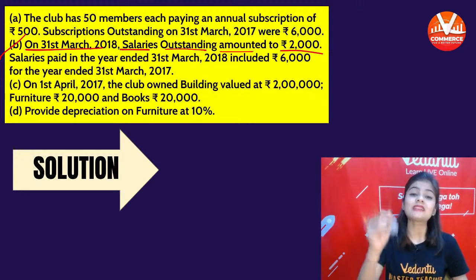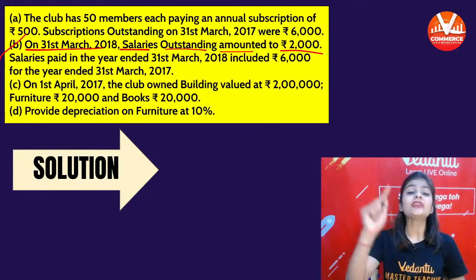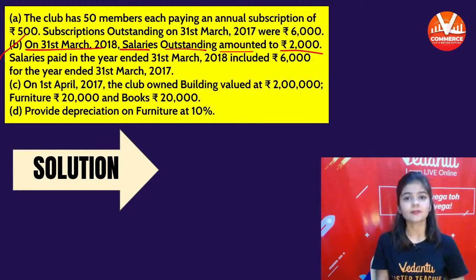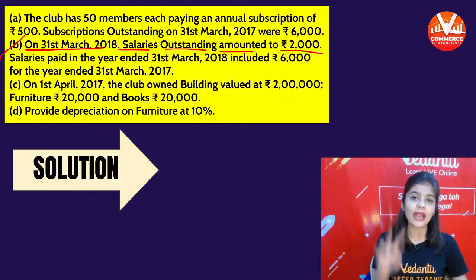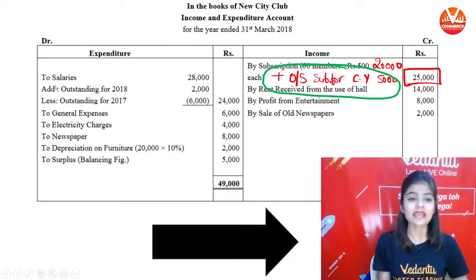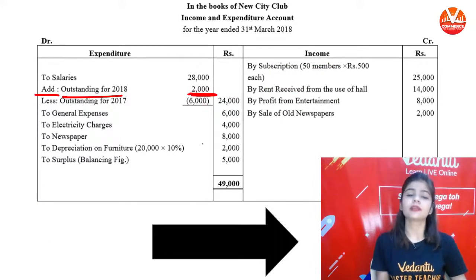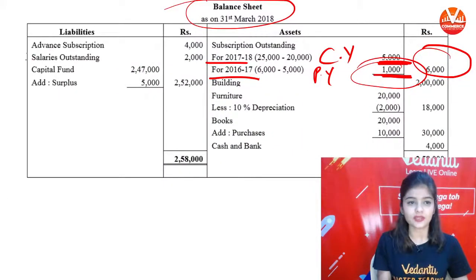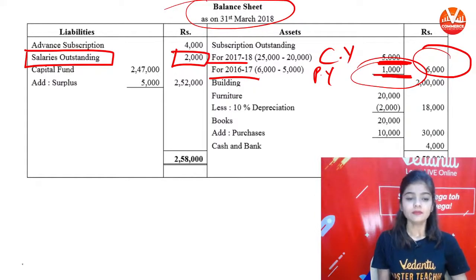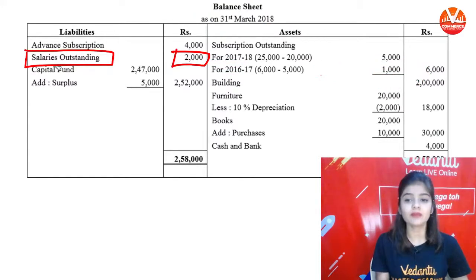Current year expense is outstanding. Current year salary is outstanding. So outstanding expense is added to the expense and it is recorded on the liability side. तो current year salary is outstanding of rupees 2,000. तो आप इसको add कर दोगे in the salary. You will add outstanding 2,000 and you will show on the liability side of closing balance sheet. Salary outstanding 2,000 in the closing balance sheet.